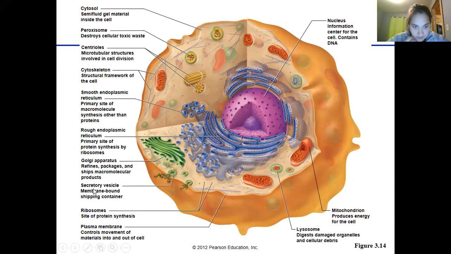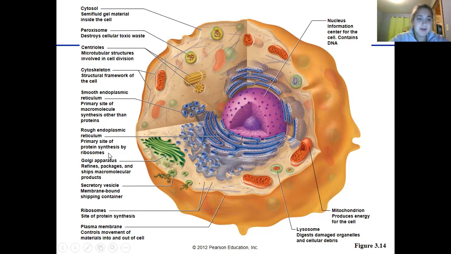We have our vesicles. It's like a shipping container getting waste out of our cell, and also bringing things into our cell. Our Golgi apparatus refines and packages those macromolecule products, and it can ship them to places elsewhere in the cell, as well as shipping them outside the cell.